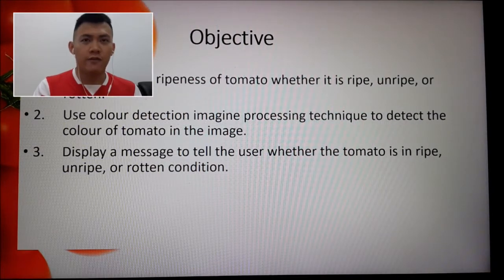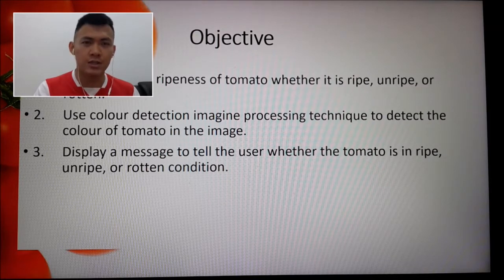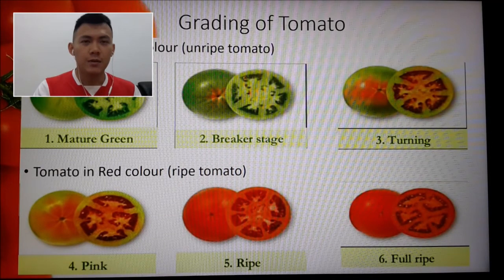The objective of our project is to determine the ripeness of tomato, whether it is in ripe, unripe, or rotten conditions. And we will use the color detection image processing technique to detect the color of the tomato in the image. And we will display a message to tell the user whether the tomato is in the ripe, unripe, or rotten conditions. So basically this is the image of the grading of the tomato.